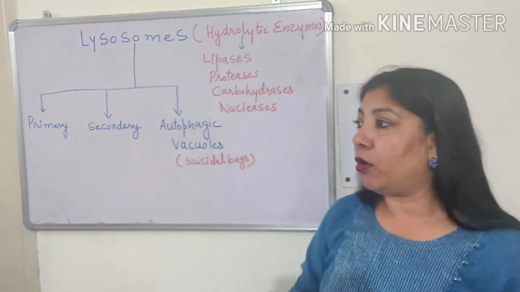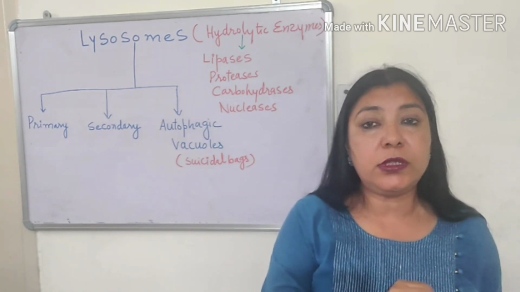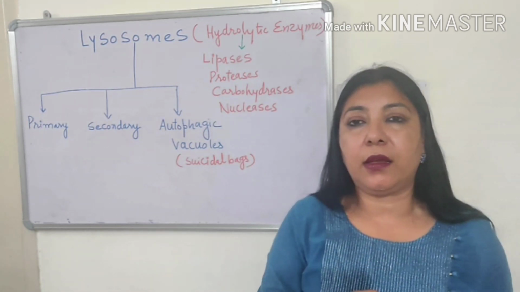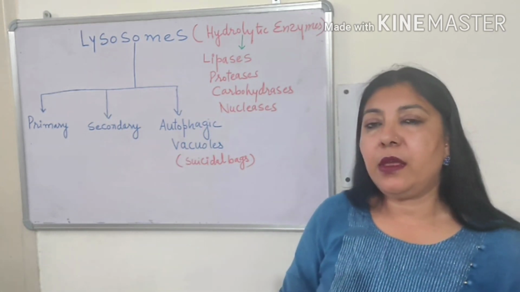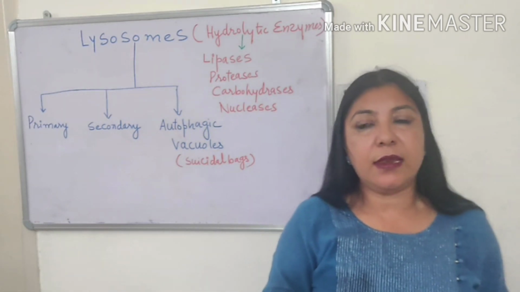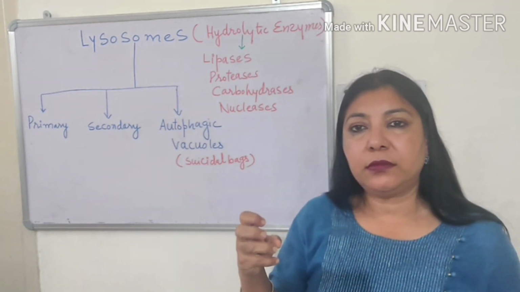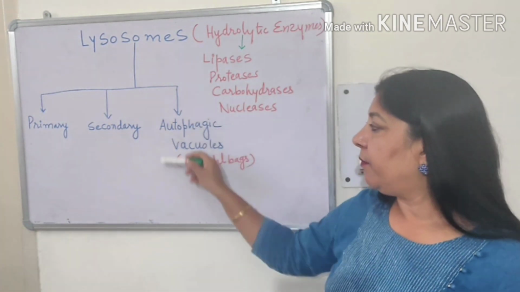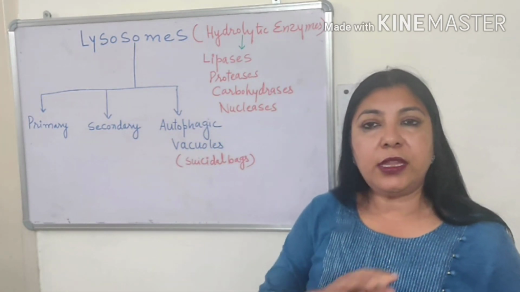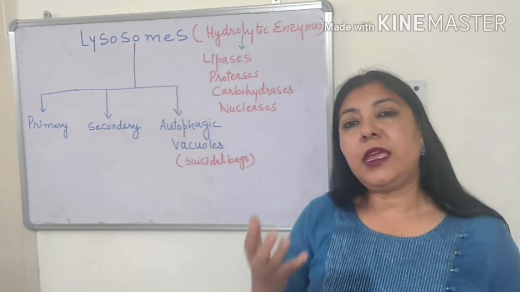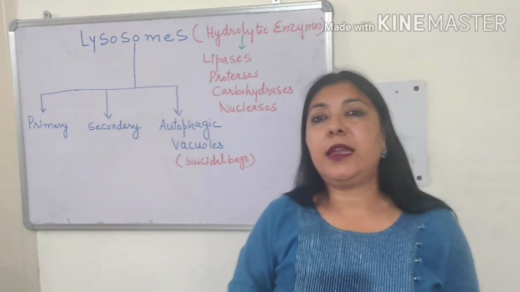But the most dangerous are the autophagic vacuoles. These are special types of lysosomes which keep on searching for a faulty machinery inside the cell. For example, if a mitochondria is not functioning well, it has become old, so it will engulf that and digest it. That's why these are also called suicidal bags. They are scavengers, or they clean the system. In a way, they keep the system efficient. So these are the lysosomes.